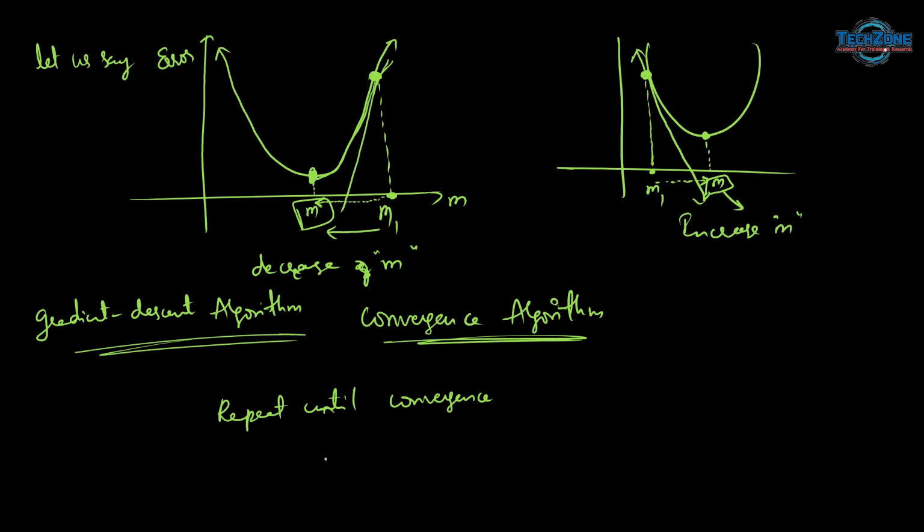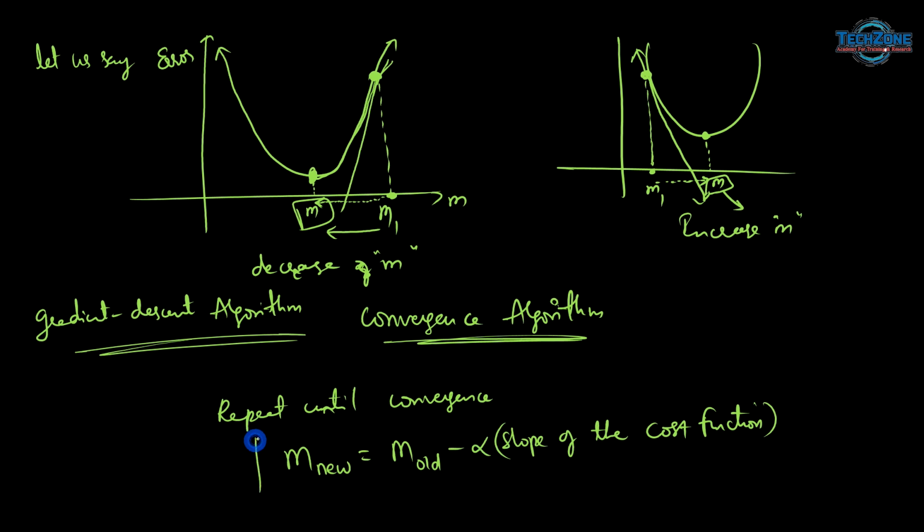Okay, so in the textbooks and in some other videos you must have seen some difficult formula for this, but let me tell you, this is very easy. M new, that is new slope, should be equal to old slope minus the slope of the cost function. But we add learning rate to that. I'll explain to you what that learning rate is and why we are adding it.